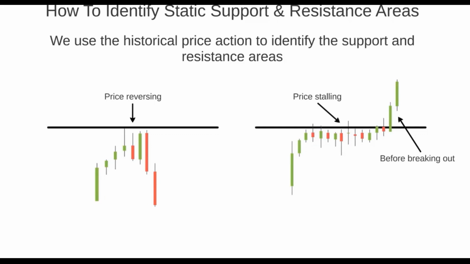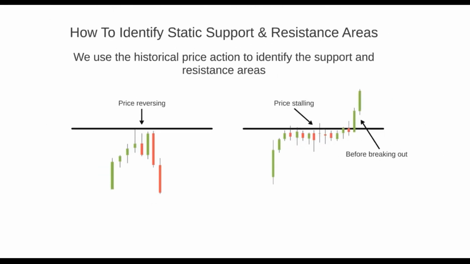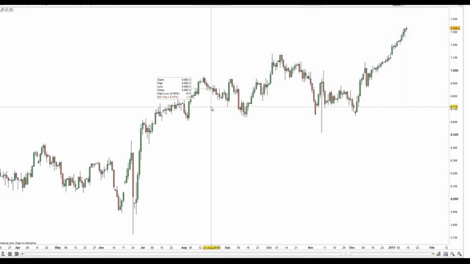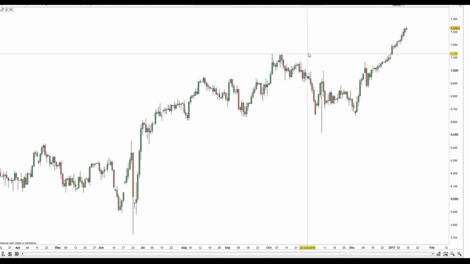So let's jump over to the charts and look for some real-life examples. Okay, so here we have the daily chart of the FTSE 100, and as you can see, currently the price is up at the 7300 level and has spent the last couple of months around the 7000 level. Now, to demonstrate how to identify and plot support and resistance areas, I'm going to scroll back on the chart to the last time the price was in the same region as it is now.